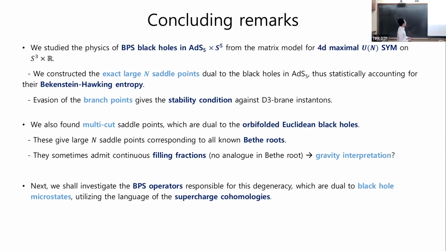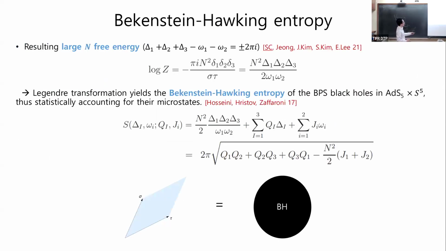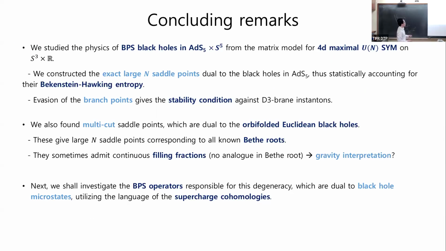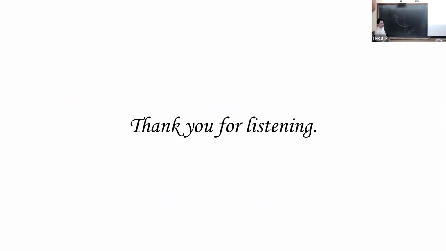And tomorrow, we shall investigate the BPS operators responsible for this Bekenstein-Hawking entropy, which are due to the black hole microstates. Microstates hidden inside the horizon, utilizing the language of Schwarzschild-Coulomb. This is all I prepared for the first talk. Thank you very much.